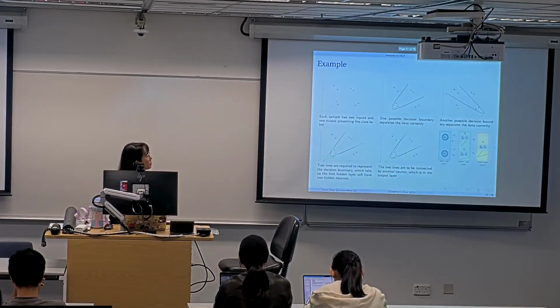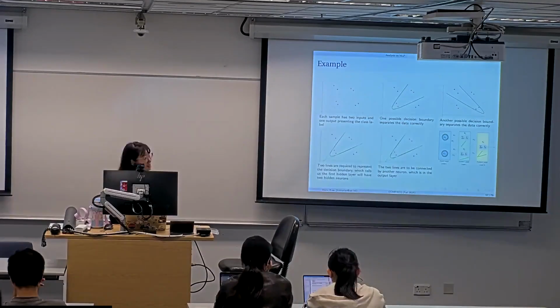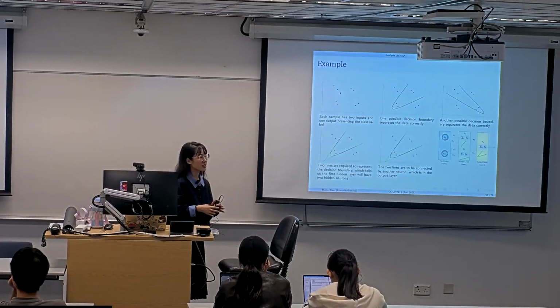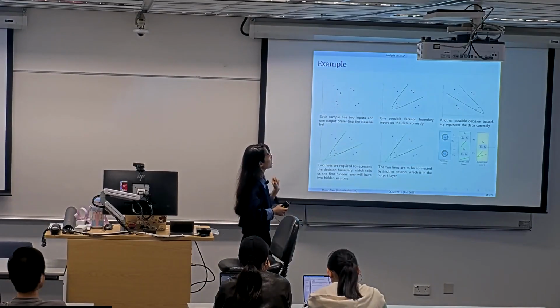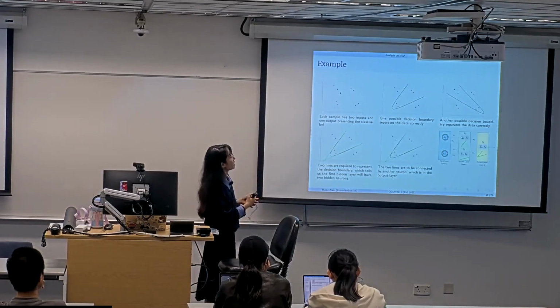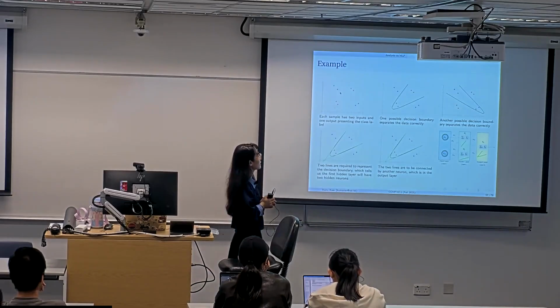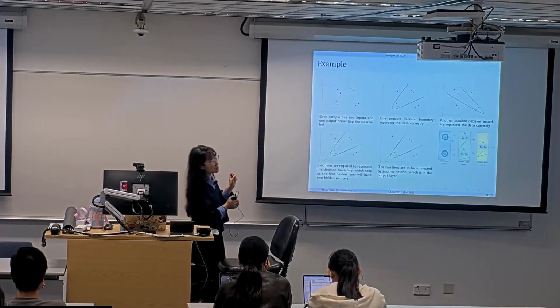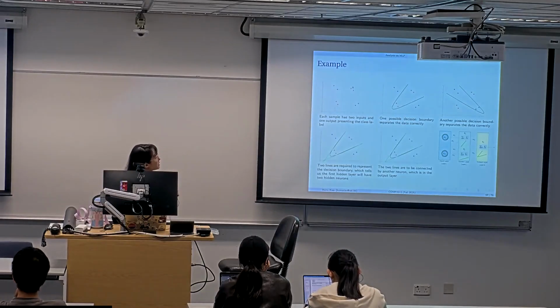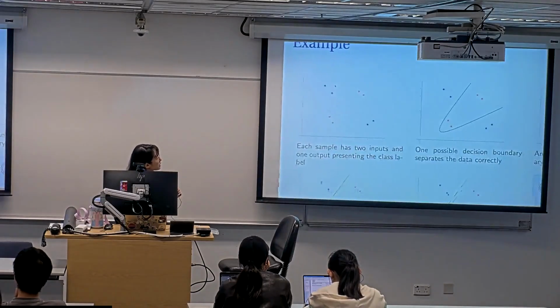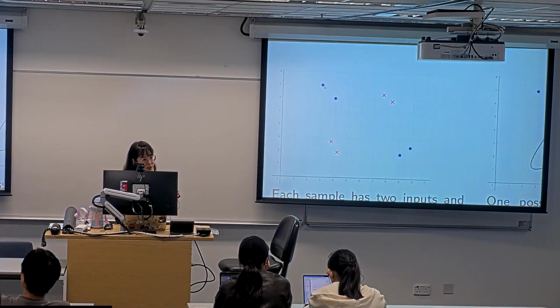And here is a quite simple example. Suppose we have training data like this. Note that this is two-dimensional data, right? Each sample has two-dimensional inputs, x1 and x2, in this two-dimensional Euclidean space. And the output, or the class label, is the color. As you can see, the blue dots represent one class, and the red crosses represent another class. We have two class labels.